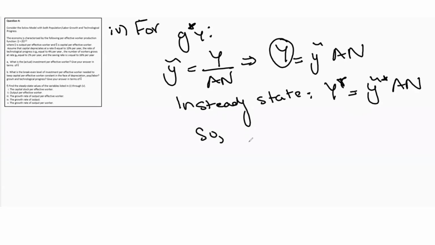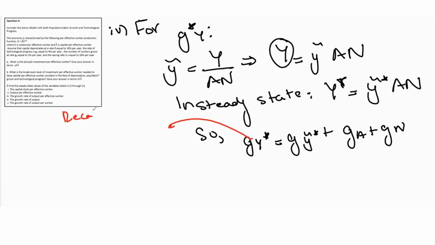So from here, we can see the growth rate of Y star would be equal to the growth rate of Y tilde star plus the growth rate of A plus the growth rate of N. Now, why is that the case? This is again one of the properties of growth rates: if z is a product of x and y, then the growth rate of z is the sum of the growth rate of x plus the growth rate of y. Since Y star is a product of Y tilde star, A and N, the growth rate of Y star is just the sum of the growth rates.